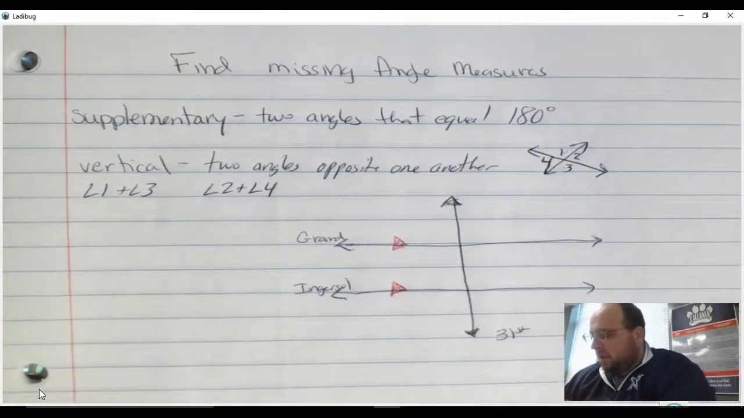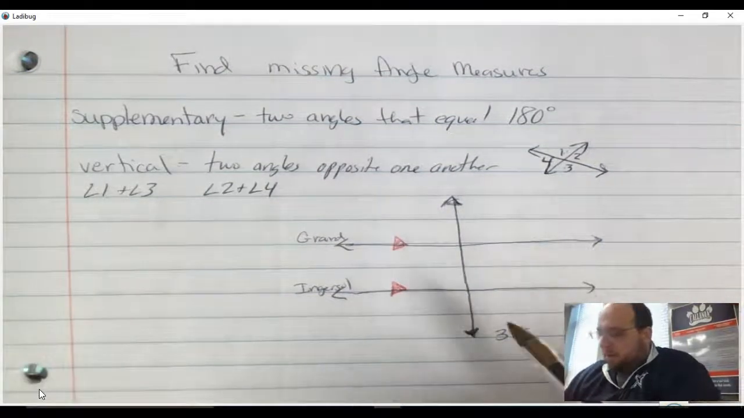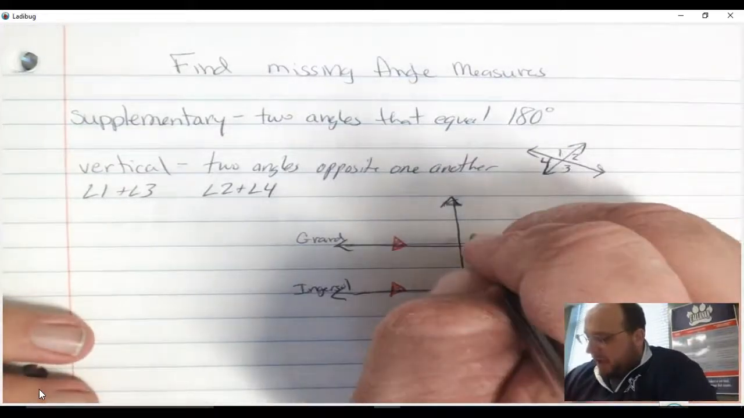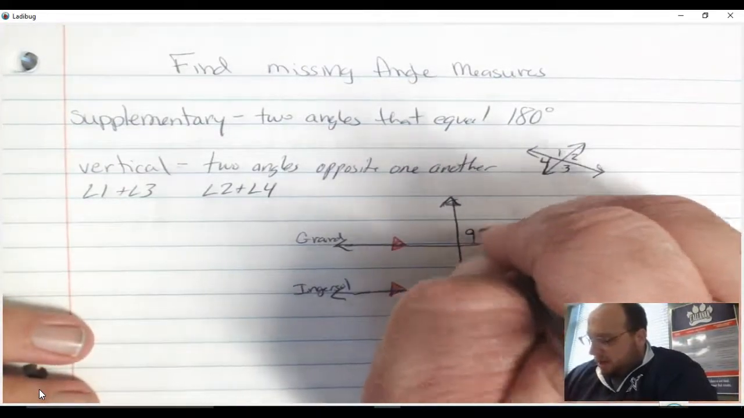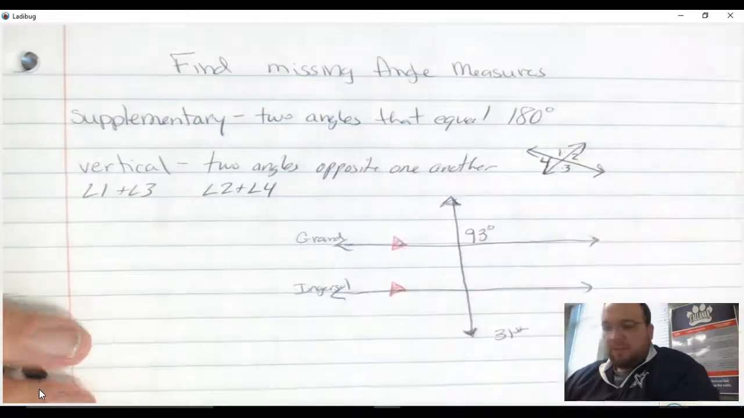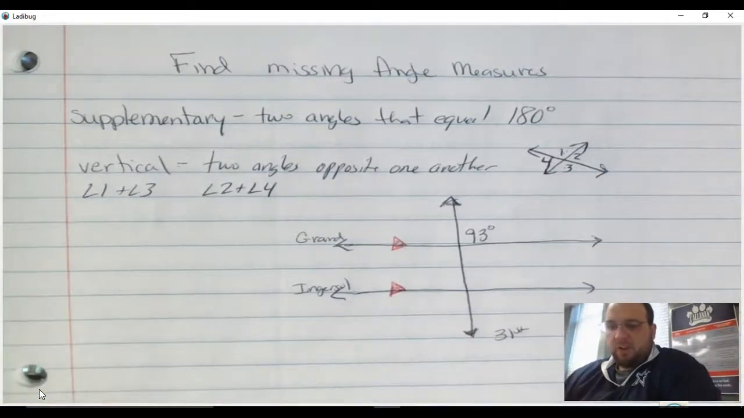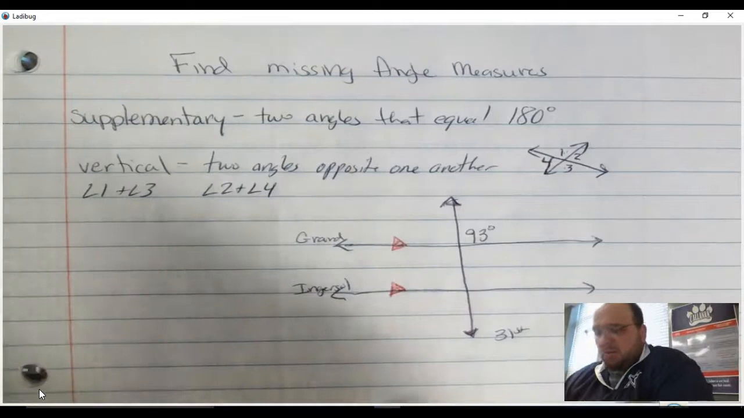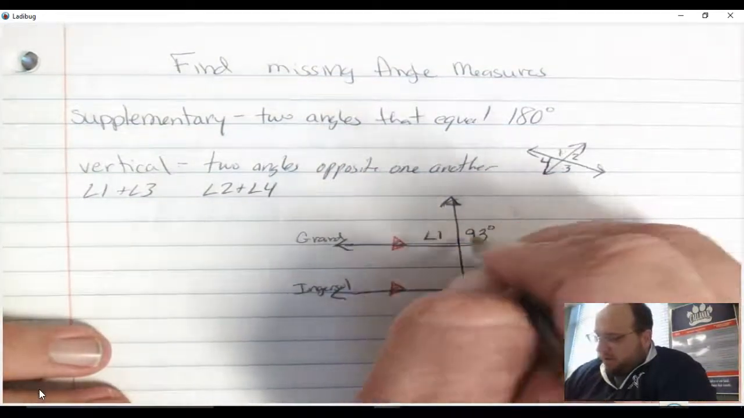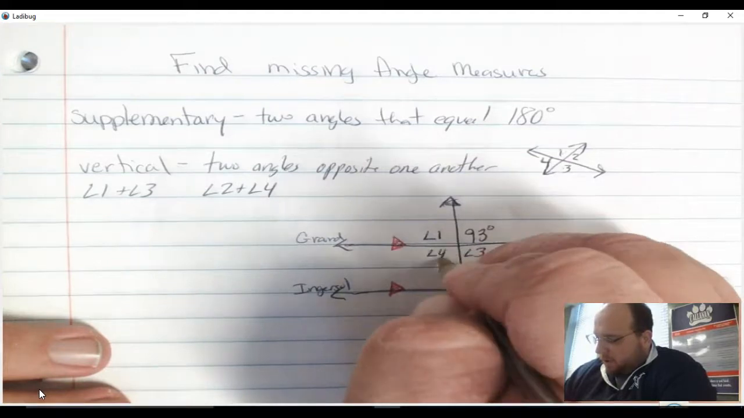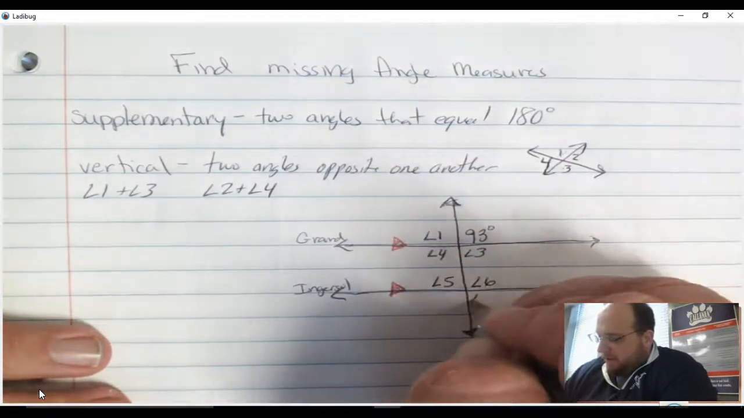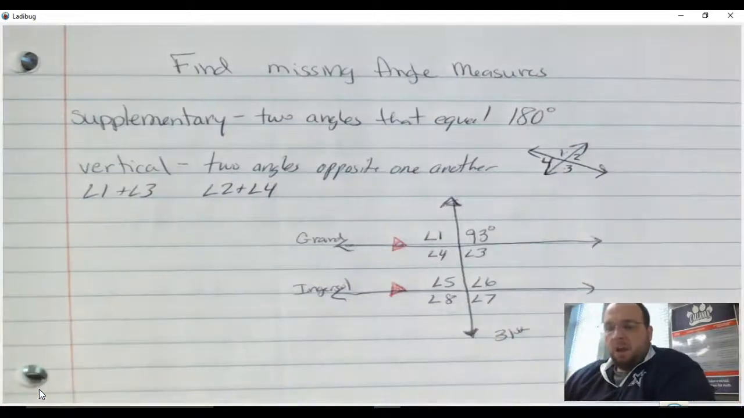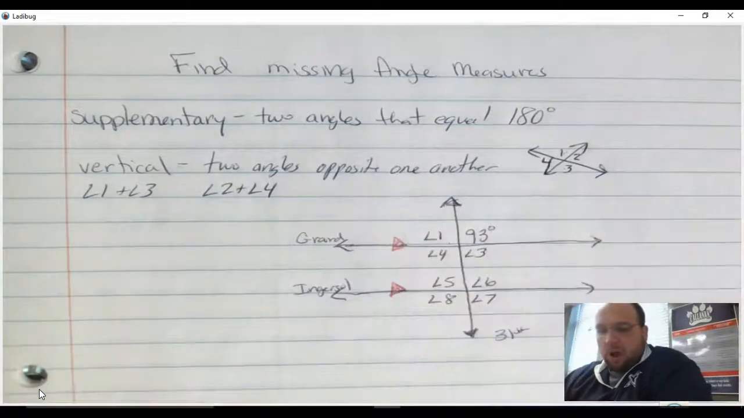So what I want to do is use what I know about supplementary and vertical angles and find angle measures. I did some research and found out the measure of this angle right here on 31st Street and Grand is 93 degrees. If you remember from the previous video, that's actually angle 2. I'm going to use that information to find all my other angles: angle 1, angle 3, angle 4, angle 5, angle 6, angle 7, and angle 8. The first angle I'm going to find is angle 1.